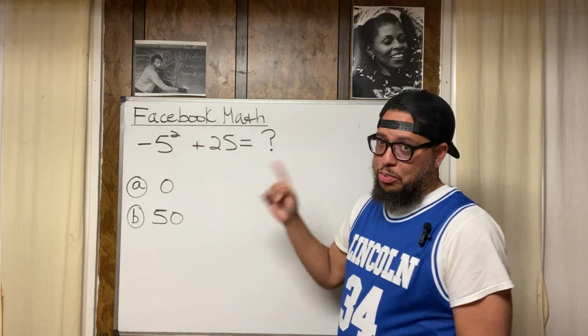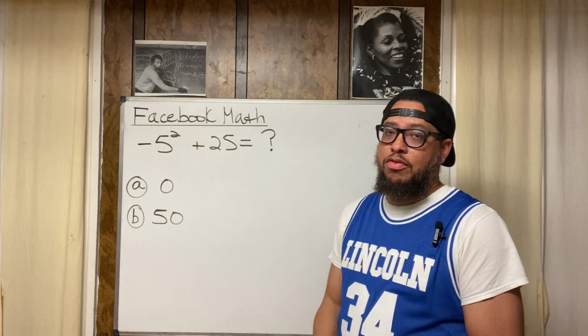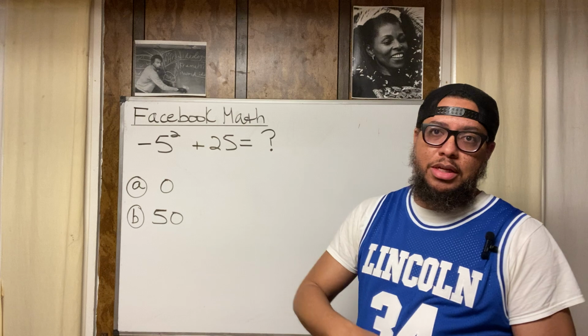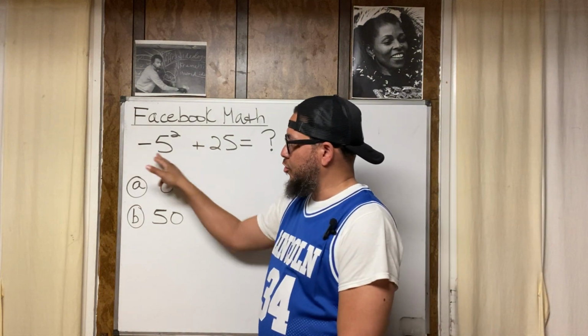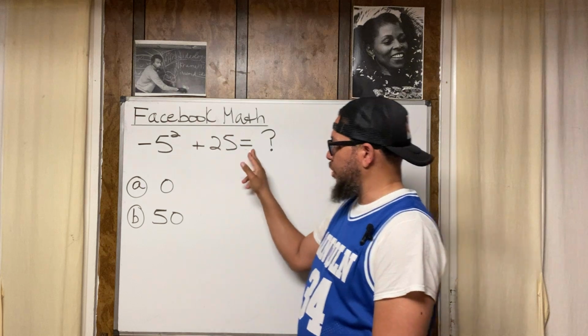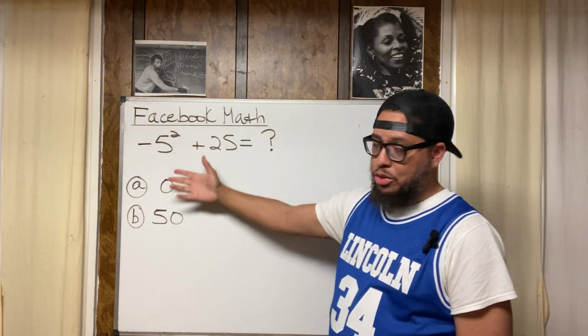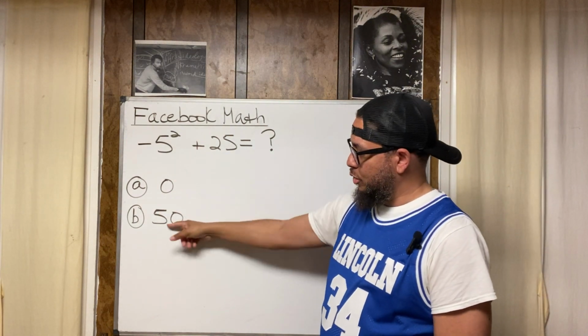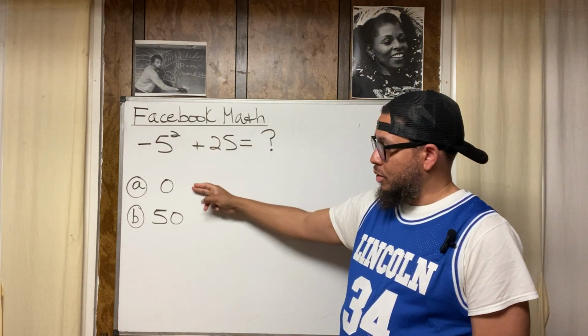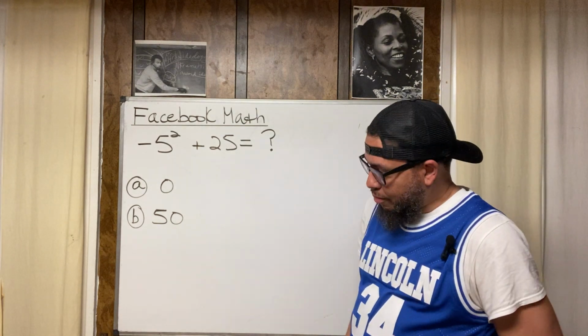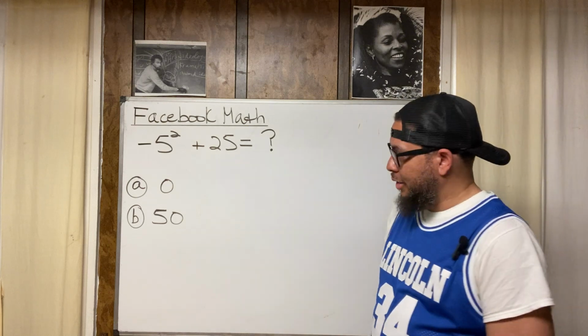Now, this is Facebook math. Why am I calling this Facebook math? Because somebody tagged me in a post that had this question. It said negative 5 squared plus 25 equals what? And it's multiple choice. Choice A is 0. Choice B is 50. Now, a lot of people are getting 0. A lot of people are getting 50. I'm going to tell you what they should be getting.